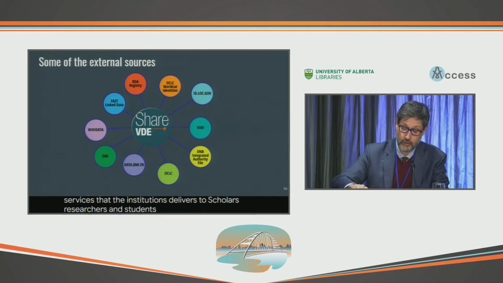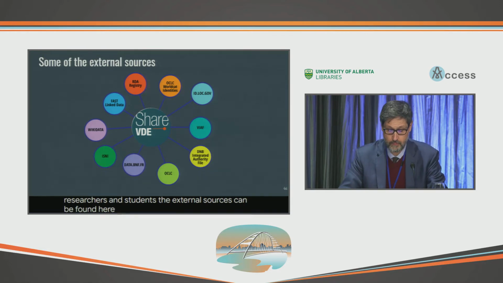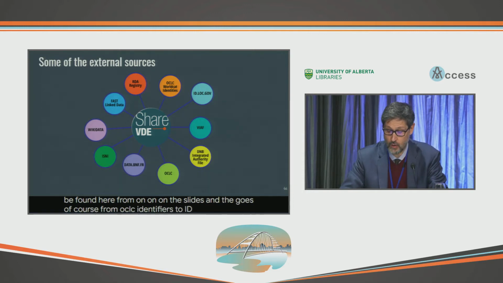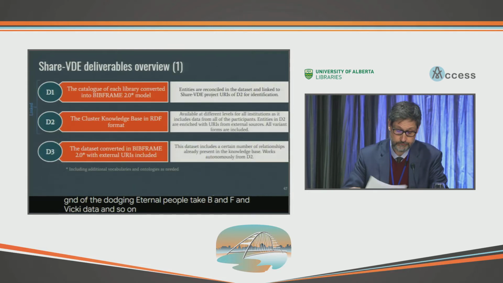Some of the external sources can be found here on the slides, and go, of course, from OCLC identifiers to id.loc.gov, VIAF, the GND of the Deutsche Nationalbibliothek, BNF, and Wikidata, and so on.